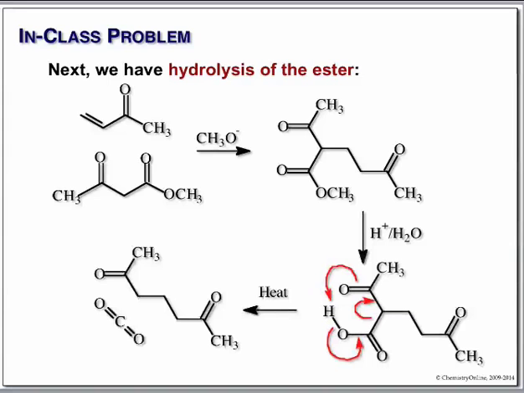So far we've done 2 of our 4 steps. We've done a Michael addition of the anion to give the ester intermediate. We then acidified that and hydrolyzed the ester to the acid. Because it's a beta keto acid, it decarboxylates to give CO2 and whatever's left. Any questions? Now let's take whatever's left and do our last 2 steps.